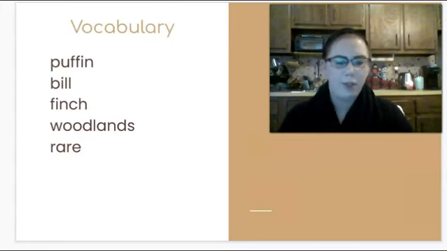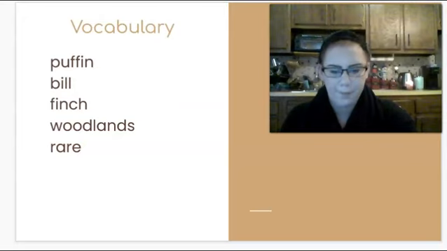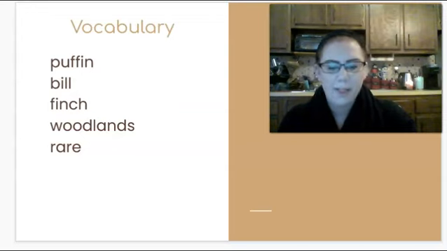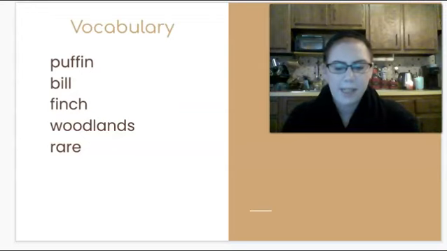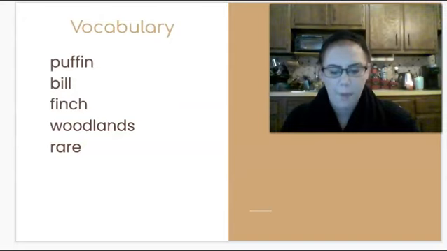Let's look at our vocabulary words for today's story. First, we have puffin. A puffin is a bird that is black and white and has a large, colorful bill. And the next word is bill. The bill is the part of a bird's jaw that's used for breathing and eating. Finch, a small bird that lives in the forest or woodlands. Woodlands is just like a forest. Rare is something that is unusual or uncommon.